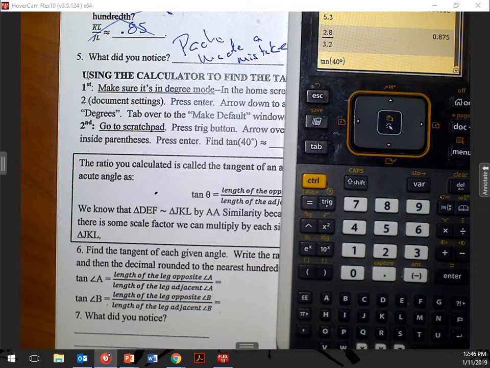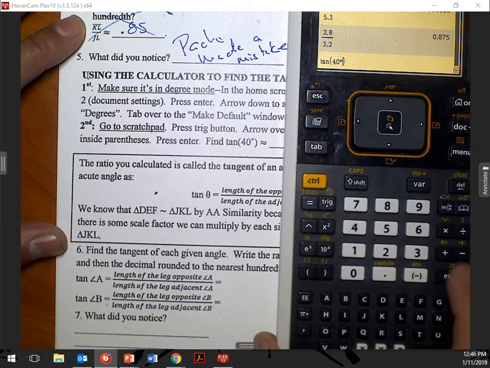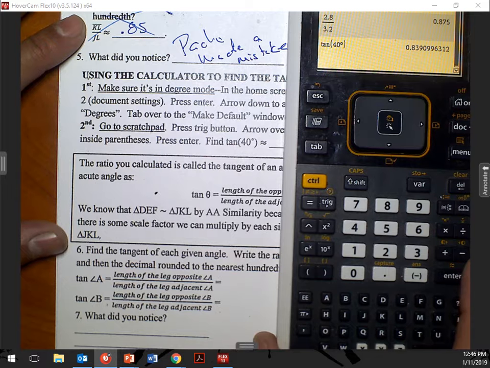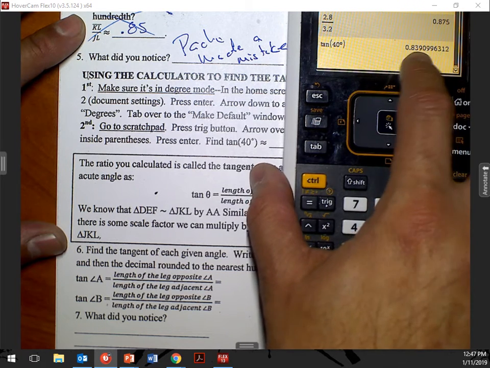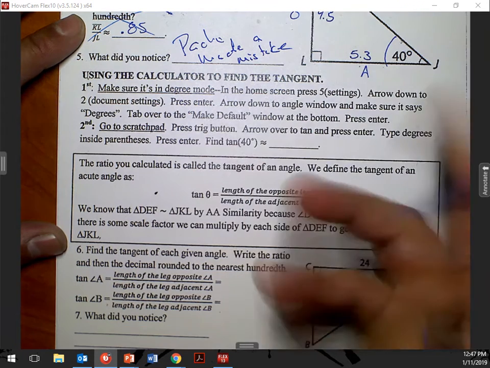Okay, is it there? Yeah. Hit enter. Enter. I got 0.7. Oh, should it have been 0.83? It comes out to be about 0.84.